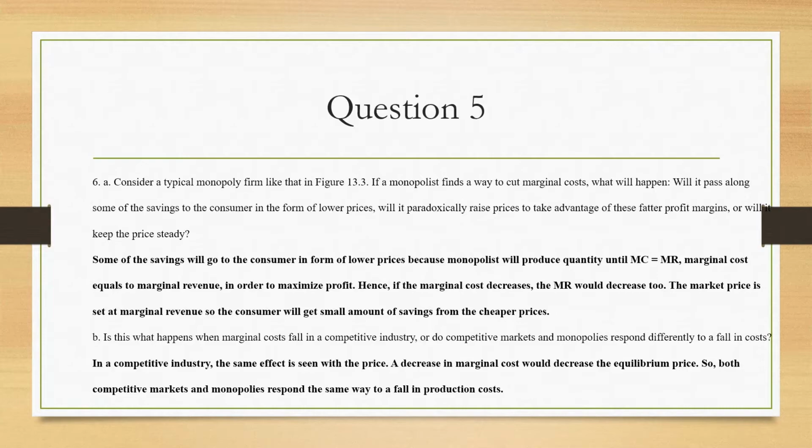Question 6, part A. Some of the savings will actually go to the consumers in the form of lower prices. This is because the monopoly wants to produce the quantity where marginal cost equals marginal revenue. So if the marginal cost is going down, that means the marginal revenue would go down. And the price is set at marginal revenue, therefore the prices would be cheaper and the consumers will be getting a little bit of the savings.